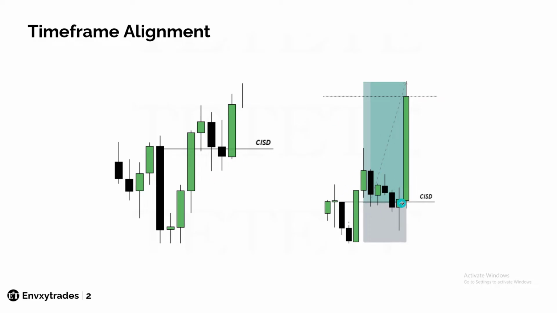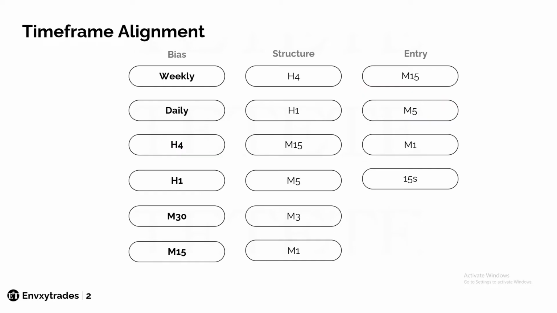And as you can see in this case, we get this 5-minute change in state of delivery, and we take our position off that and catch a nice take profit. And now all the time frames from the entry, the structural, and bias are all aligned bullish. So how do I align my time frames?